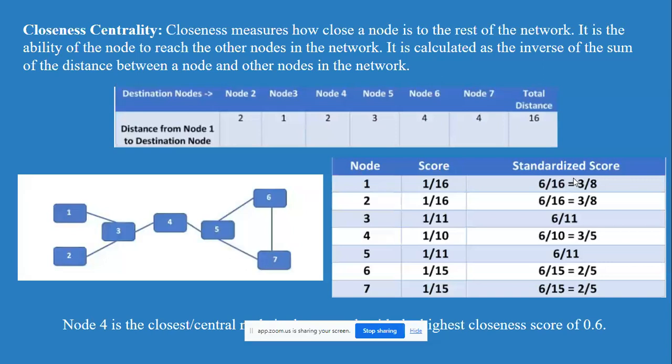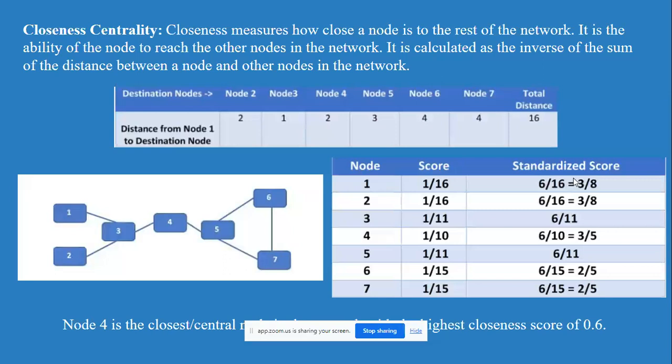So let's try one example. The same network we are taking, and we are first finding the score for node 1. And how we will calculate that, let's study the first point. There is a table where we are calculating the distance between node 1 and the destination nodes. So apart from node 1, how many nodes are there? Node 2, 3, 4, 5, 6 and 7.